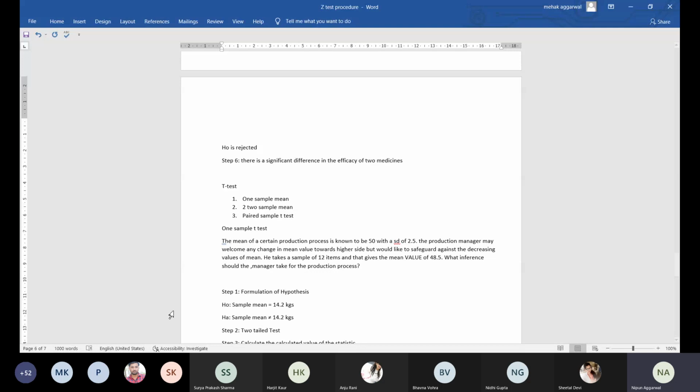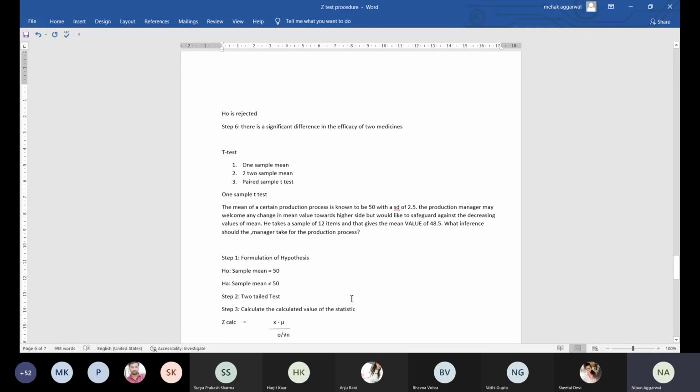Fine. So the formulation of hypothesis. The sample mean is equal to 50, that is your null, and not equal to 50 is your alternate. The mean of the 12 items we have taken is 50, that is your null, and it is not equal to 50, that is your alternate.